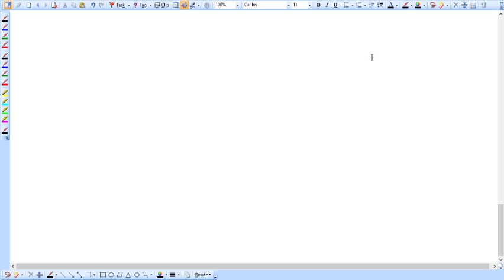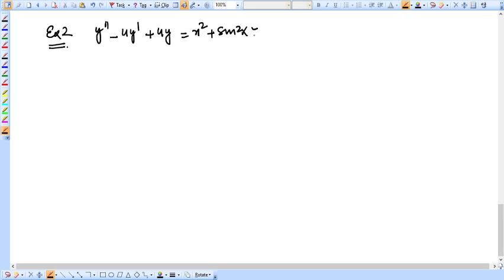Now one more problem on rule 3. So here we are given y double dash minus y single dash plus 4y is equal to x square plus sin 2x. It could also be written as double derivative of y with respect to x minus single derivative of y with respect to x plus 4y equal to x square plus sin 2x.